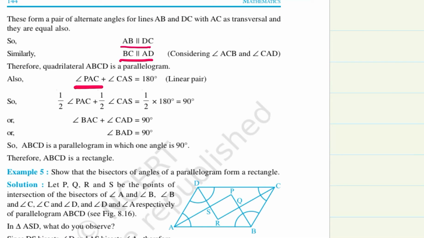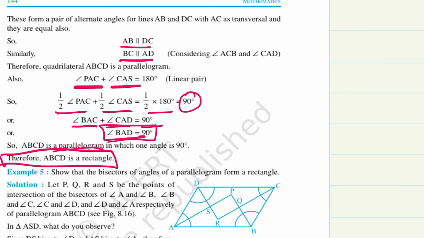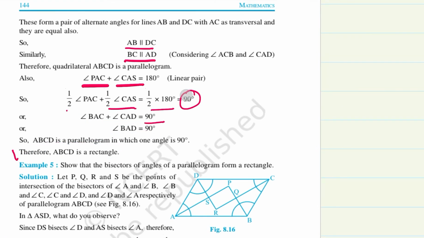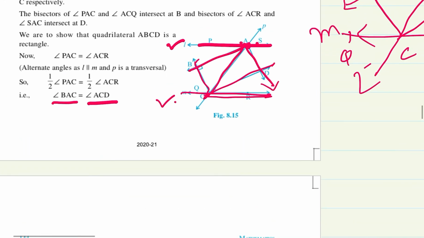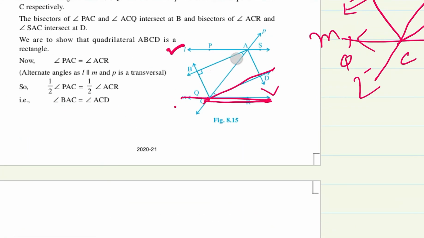Also, angle PAC and angle CAS form a linear pair, 180. Now, half of angle PAC plus half of angle CAS is equal to half of 180, that is 90 degrees. So, angle BAC plus angle CAD is equal to 90, and therefore angle BAD is 90. If one angle of a parallelogram is 90 degrees, then it is a rectangle according to the property of rectangle. Hence, we proved the required result that the angle bisectors give us a parallelogram, and that parallelogram is a rectangle.